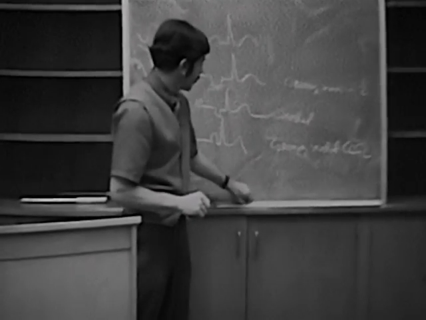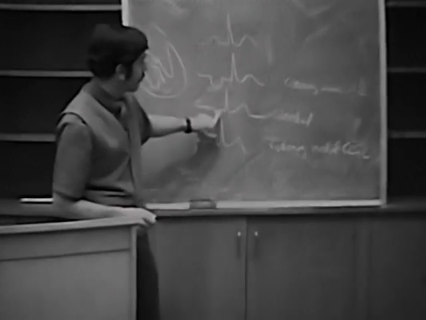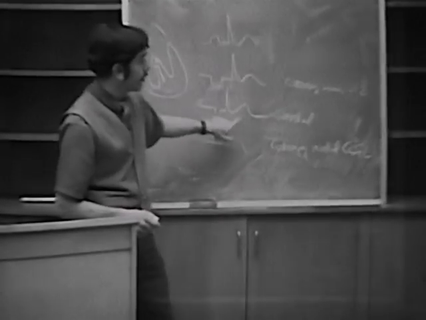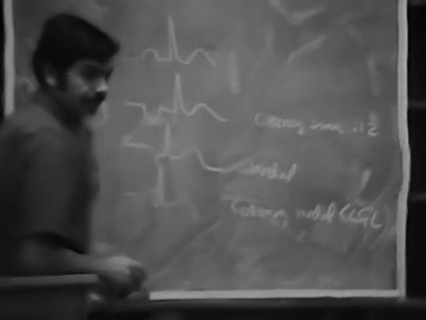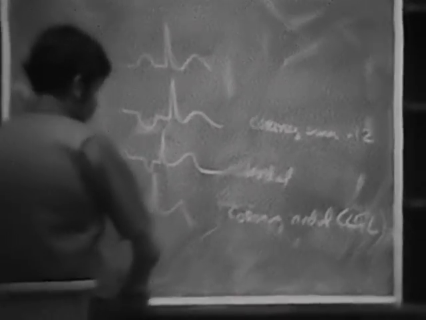Okay. So you know now how to make a differential between a nodal rhythm and a coronary sinus rhythm. That's an important point. Make sure you're not dealing with a nodal rhythm. Okay? Now let's talk about the node.